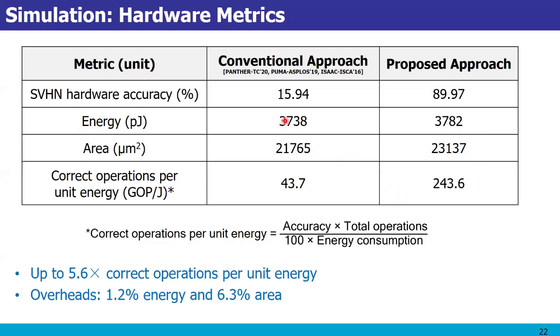But if you bunch all of this information together into a combined metric, that is correct operations per unit energy, then the proposed approach outperforms the state of the art significantly, by about 5.66. And the overheads are quite low, as you can see here.